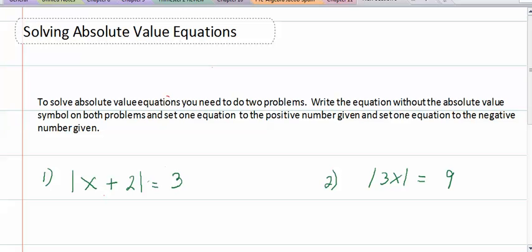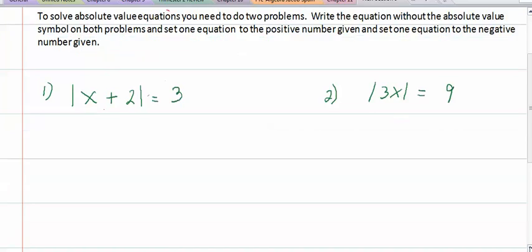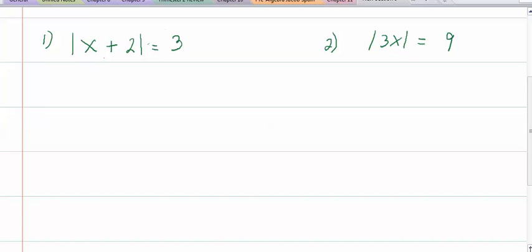Alright, so we're going to do this. We're going to write two equations for number one. I'm going to move this down just a little bit. So one is the absolute value of x plus 2 is equal to 3. Okay, what do you know about absolute value? Absolute value is always positive. So this is a possible solution because the 3 is positive.